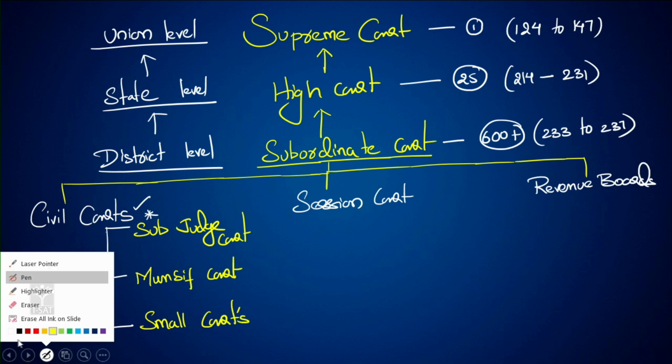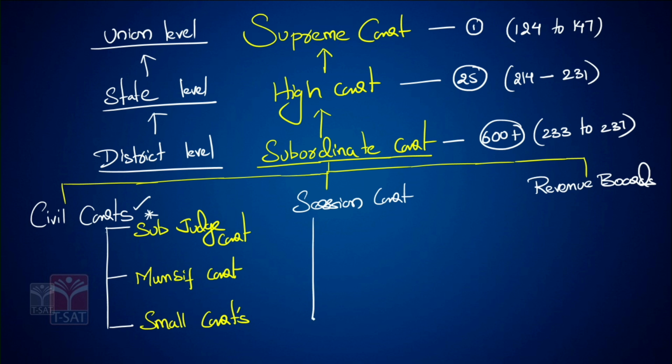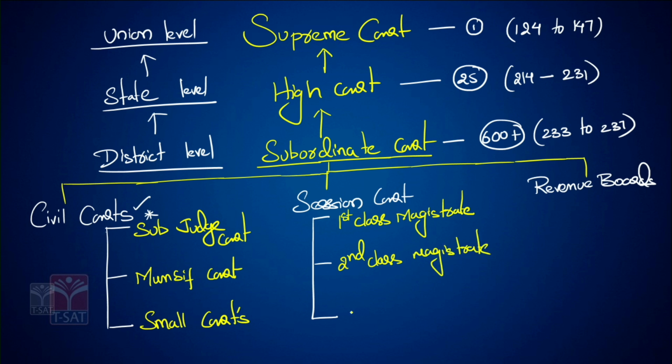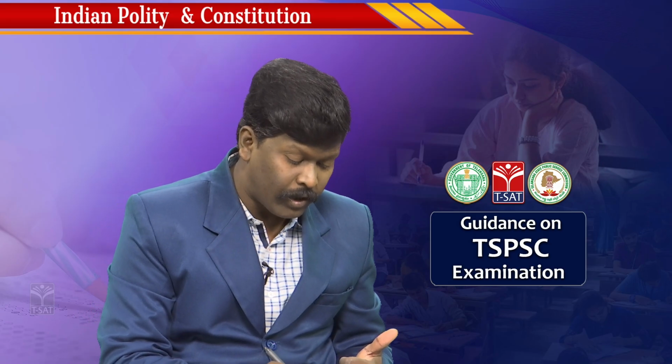The sessions court is also divided into 3 types. What is the first one? The first one is first class magistrate. The second one is second class magistrate, and most of the states do not have this, but if needed, third class magistrate. This is the hierarchy below subordinate courts that you need to understand.